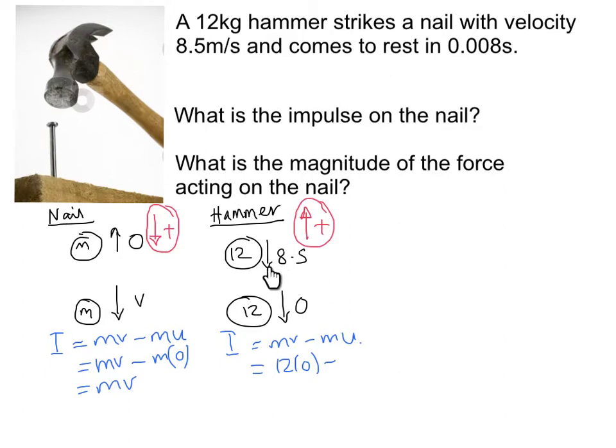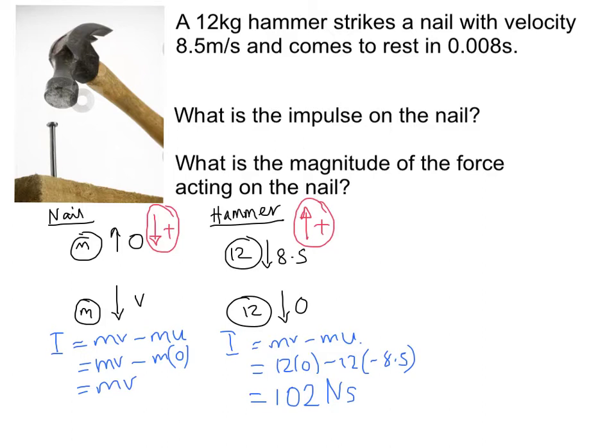but notice this direction is the opposite of the direction we're taking as positive. So this is a negative velocity with this as positive. So it's actually 12 times minus 8.5, which is, if I get my calculator, 12 times 8.5 is 102, and the units is Newton seconds. So the impulse on the hammer in the positive going upwards is 102 Newton seconds, so the impulse on the nail going downwards is 102 Newton seconds, because it's the same impulse.